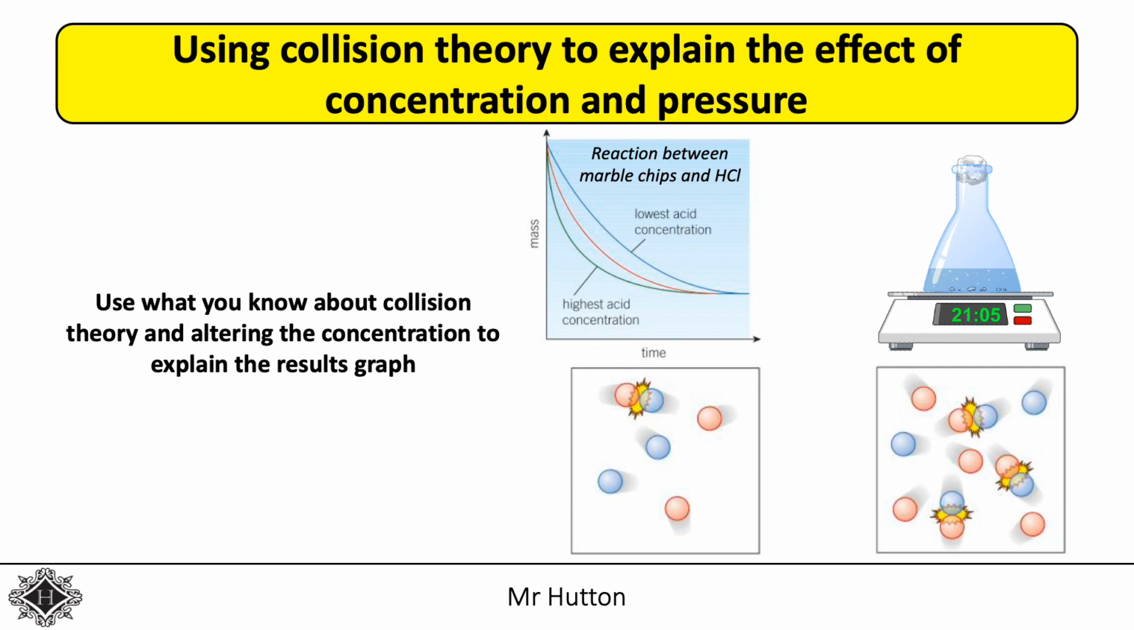So the line on the left, the highest concentration, the mass decreases quite quickly and then levels out. And then the lowest concentration one decreases at a slower rate. Okay, it's not as steep, so a slower rate, and then levels out again at the same point. And then you've got the two diagrams at the bottom to show how we've got the same space, but we've increased the concentration in the diagram on the right.